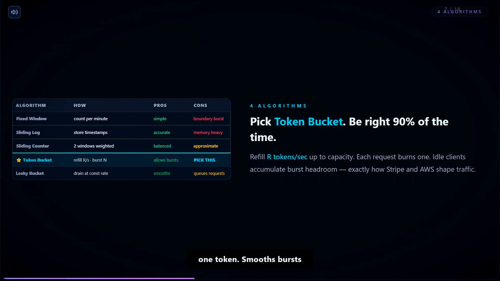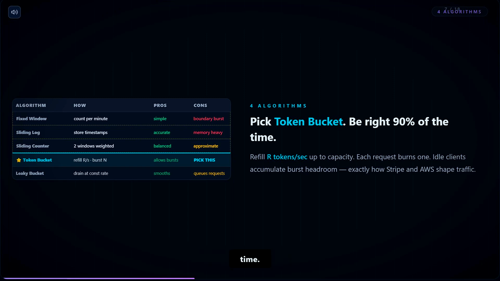Token bucket, refill n tokens per second up to a max capacity. Each request consumes 1 token. Smooths bursts naturally, and is the algorithm Stripe, AWS, and most CDNs actually use. Leaky bucket, a queue that drains at a constant rate. Good for shaping outbound traffic, less common for inbound APIs. Pick token bucket or sliding window counter as your default, and you will be right 90% of the time.